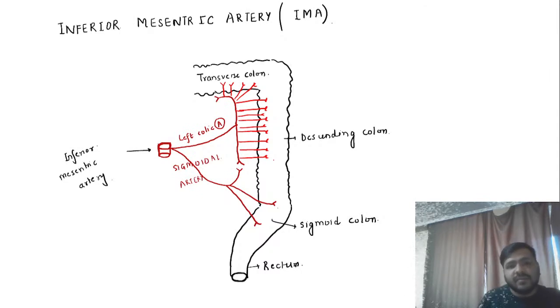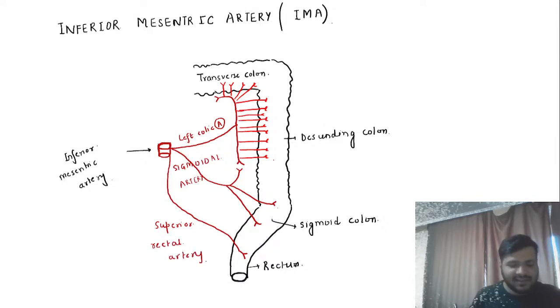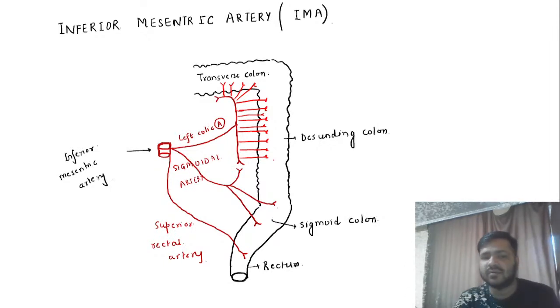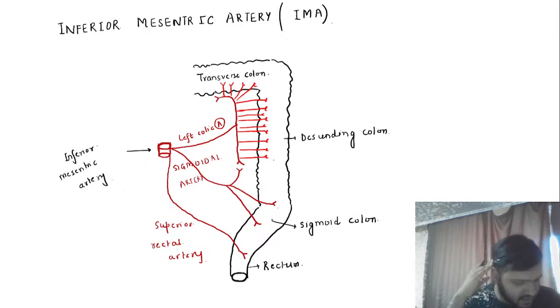Apart from that, remember that one branch is just a continuation of the inferior mesenteric artery, and this is the superior rectal artery. So these are the three branches that we have just discussed, the three inferior mesenteric branches.